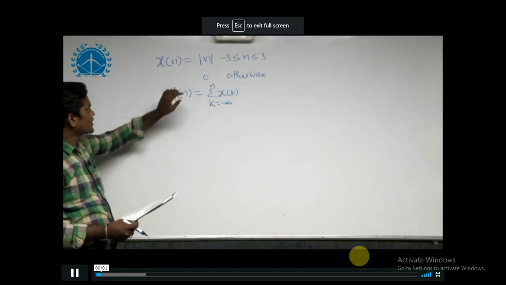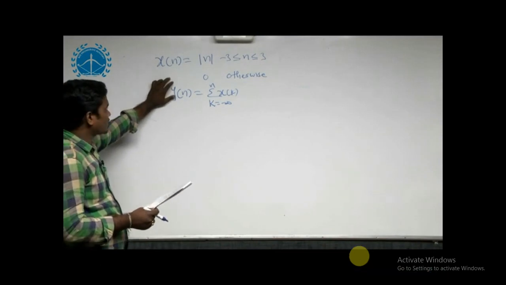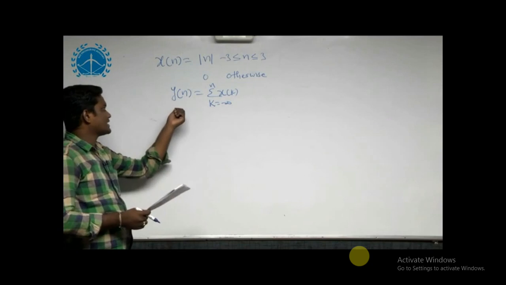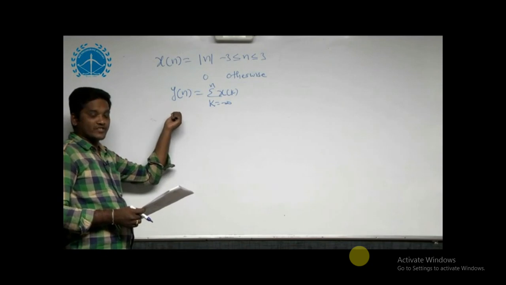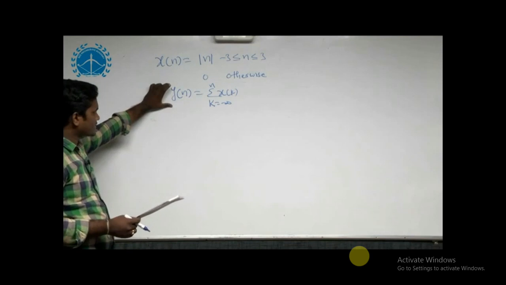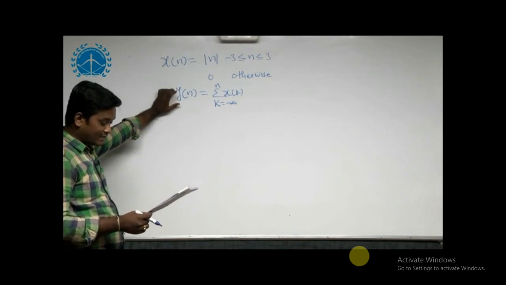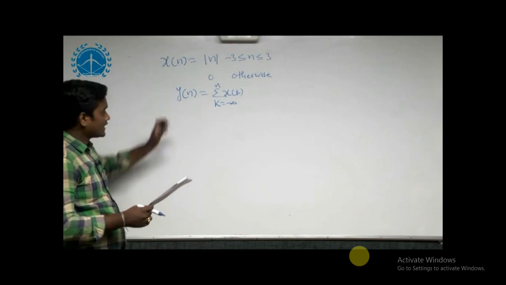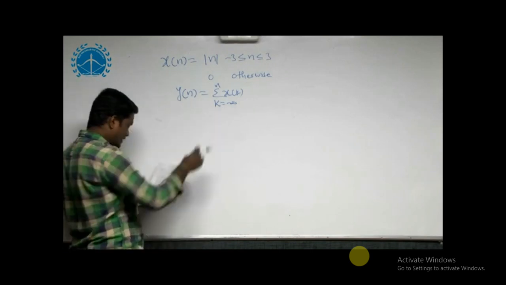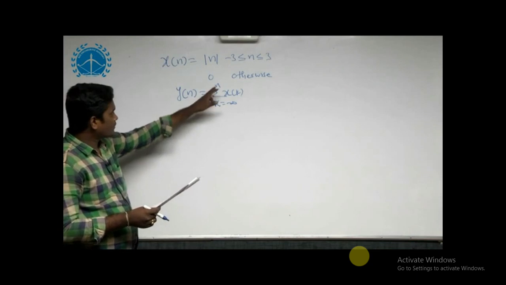The question is, this is a signal given: x of n equal to mod n for minus 3 to plus 3, 0 otherwise, and it is the input output relationship of the system, and what is the value of y of 3? Once you observe this, what is the meaning of this system? It is basically an accumulator. This computes the running sum of all the past input values up to the present time.